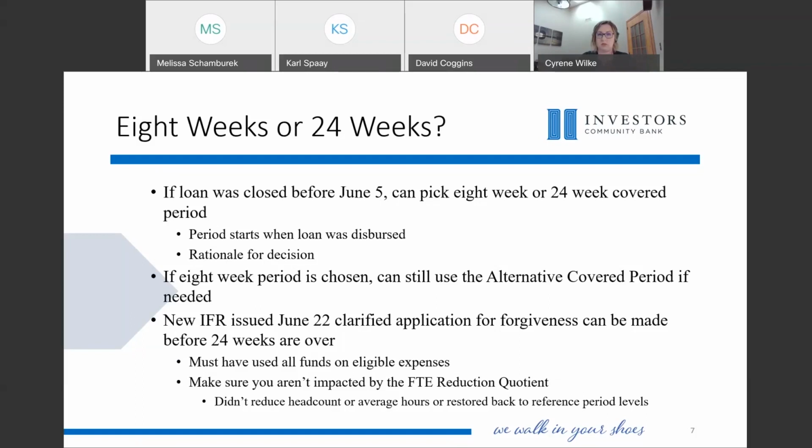If you can do it in the 8 weeks, there was a time prior to this past Monday that it was uncertain whether or not you'd be able to apply before the 24 weeks are up if you use the 24-week covered period. That now got clarified, so that took a little bit of that uncertainty off the table. But for most people, if they got it easily spent within the 8 weeks, they're ready to apply, and we're getting ready to show you how to apply. But if you need a few more weeks to spend all of the money, you now have that option.